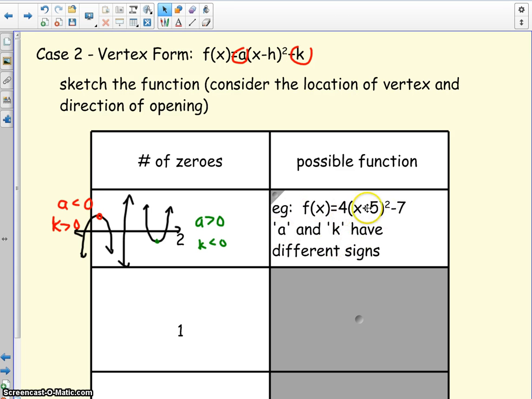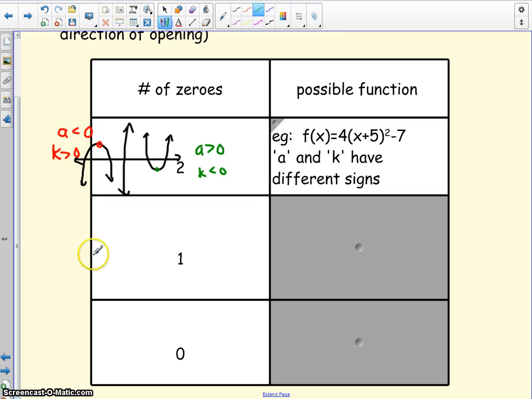And this isn't necessarily something you have to memorize. I mean, you could take a quick sketch of this. You could throw in your vertex at -5, -7, have it opening up, and you could see that there are two zeros right away. But in general, for this case, if there's two zeros, a and k will have different signs.